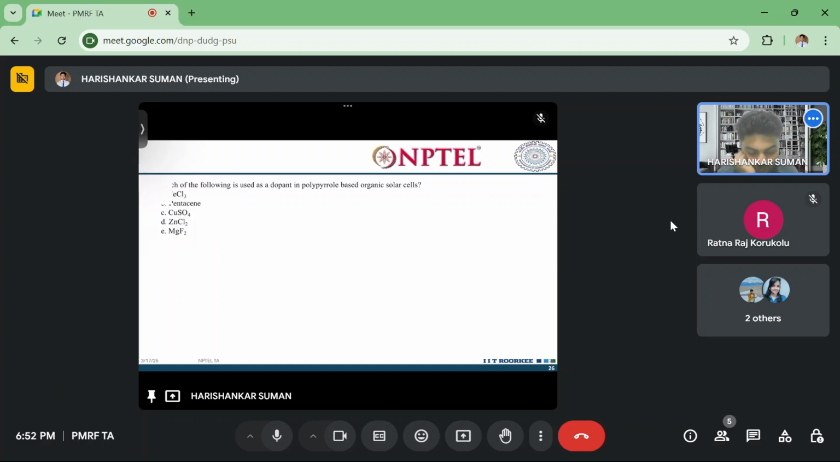Next question. Which of the following is used as a dopant in the polypyrrole based organic solar cell? Yes, please choose your option.